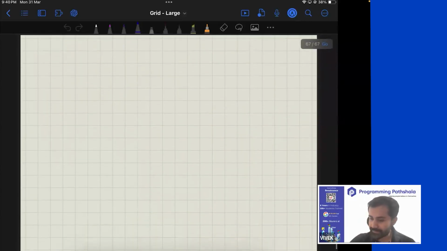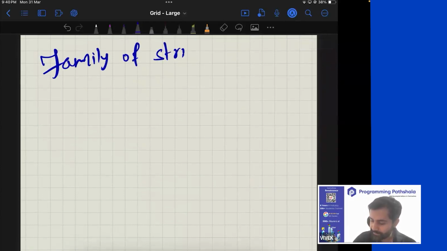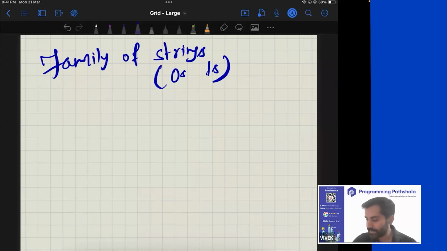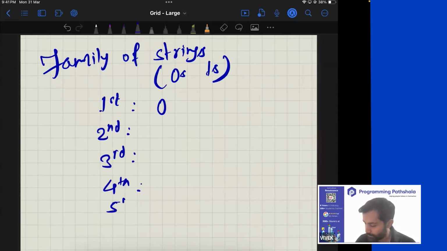Okay. So the question is, this time we have a family of strings. Family of strings containing zeros and ones. So they are binary strings basically. You understand? Okay. So in this family of strings, the very first member is zero. This is the first string. And then you have a second member, and then a third member, and then a fourth member, fifth member, and so on and on and on, right?